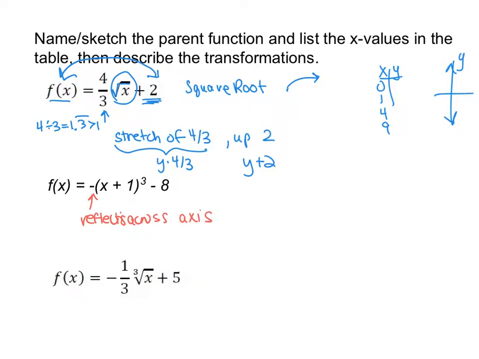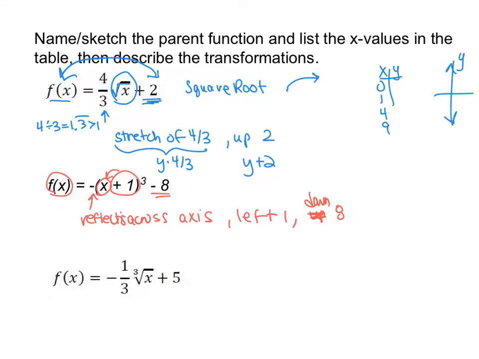And let's just continue and do all the transformations. So everything is a transformation except the y and the x. So there's the reflection. This right here affects the x because it's inside with the x, in the opposite direction. So that is going to go left 1. And this right here affects the y in the same direction. So that's going to be up, or I'm sorry, down 8. Down 8.